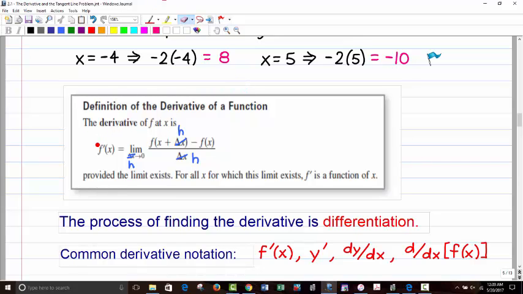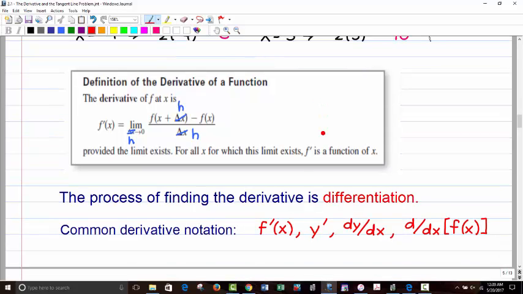The derivative, and I'll talk about the notation, is the limit as h goes to 0 of f of x plus h minus f of x all over h, provided the limit does exist. Now the f with the little single quote, we call that f prime of x. So you'll hear me say f prime. Now the process of finding the derivative is called differentiation.